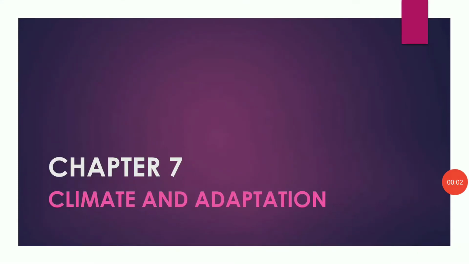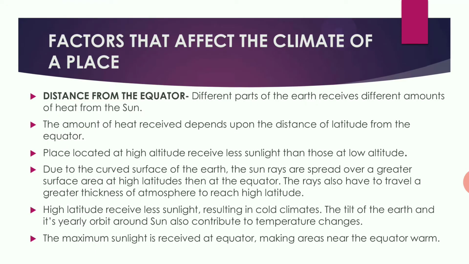Hello students, we were doing chapter 7, Climate and Adaptation. Our next topic is factors that affect the climate of a place. The first point in this is distance from the equator. Different parts of the earth receive different amounts of the heat of the sun. The amount of heat received depends upon the distance of the latitude from the equator.